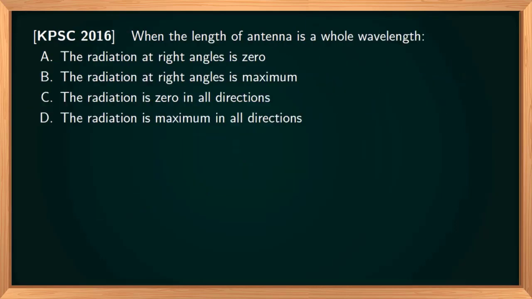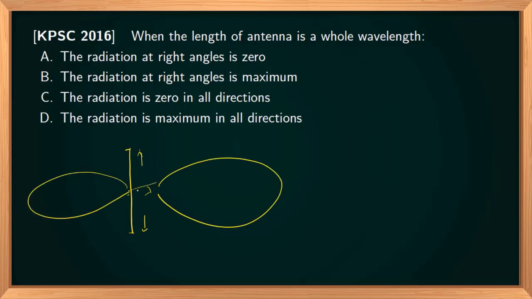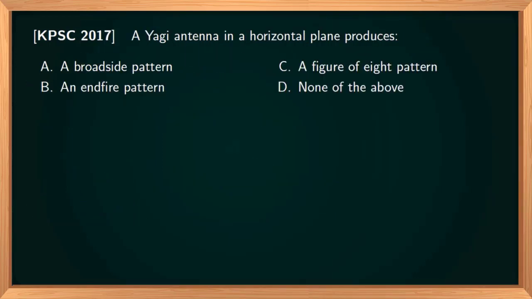In this question, the length of the antenna is given as lambda. Antenna has a length lambda, so lambda is the length of antenna. The radiation pattern will be like this. So the maximum radiation occurs at right angles to the antenna. This is direction of maximum radiation. So correct option is, radiation at right angles is maximum. This is option B.